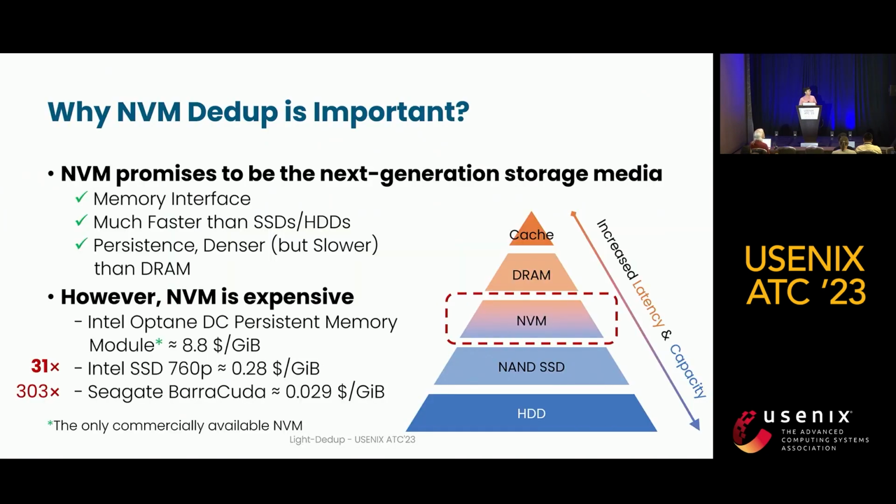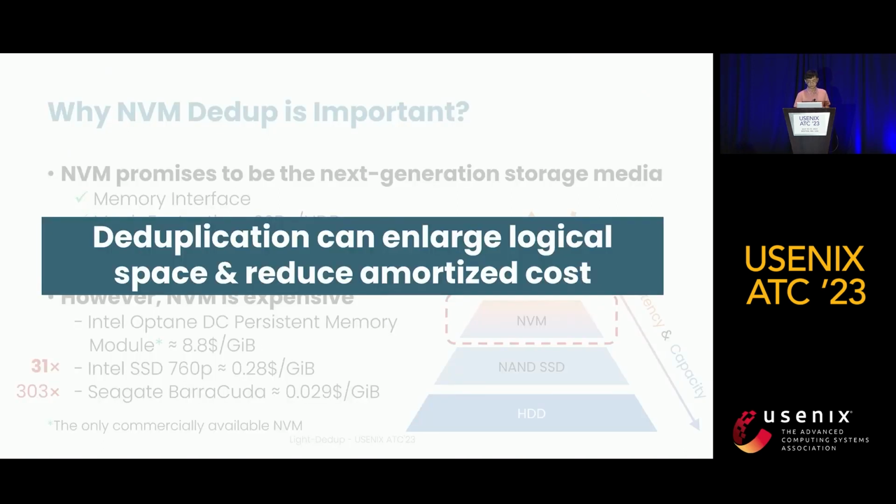Non-volatile memory, NVM, promises to be the next generation storage media due to its both memory and storage features. However, NVM is more expensive than existing SSD or HDD. For example, Intel Optane DC persistent memory costs 31 times more per GB than the Intel SSD. So, deduplication is a promising technique to enlarge the logical space and amortize the cost.